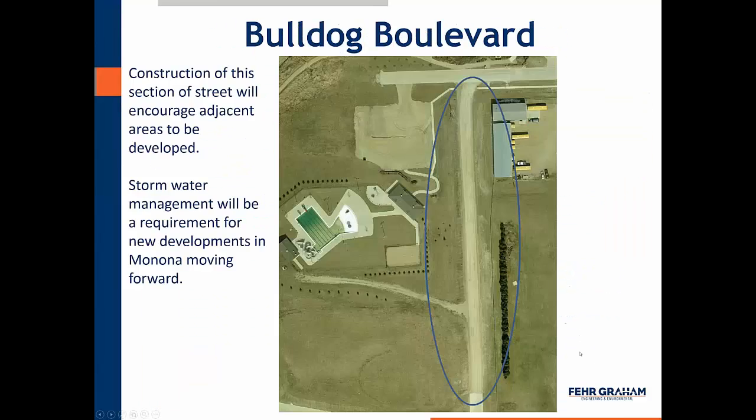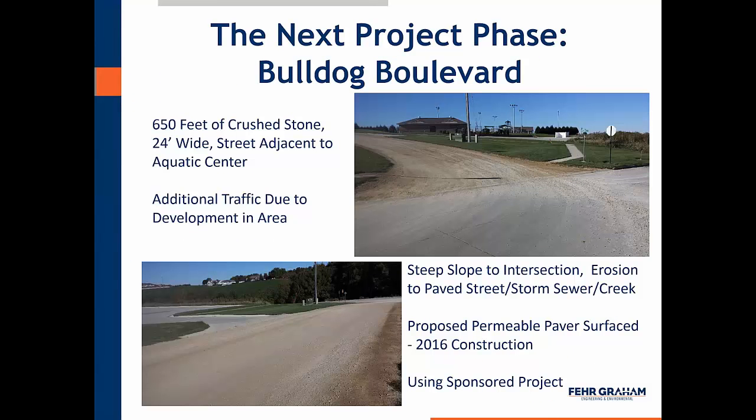Okay, so we talked about that project and how successful it was. So now we're on to the next project, Bulldog Boulevard. This is a street that is directly adjacent to the Aquatic Center. The new access drive actually comes out onto Bulldog Boulevard. You can see in the lower left the new parking lot, the new drive, and then you can see a crushed stone street. So we have a 650-foot length of crushed stone, 24-foot wide street currently.